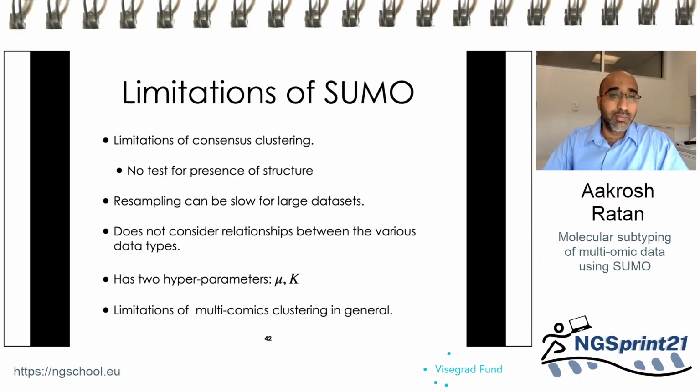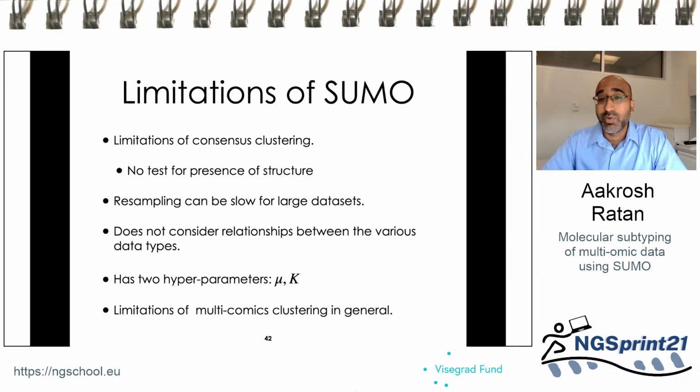We also use resampling, as I mentioned, which can be extremely slow if you're looking at extremely large data sets. As of now, we do not consider relationships between the various data types, right? So for example, if you indiscriminately kept on adding data types, you might come up with two data types that have redundant information, and you might either overweight the relationships in those redundant data types, or you might basically come up with a result that's not correct, right?